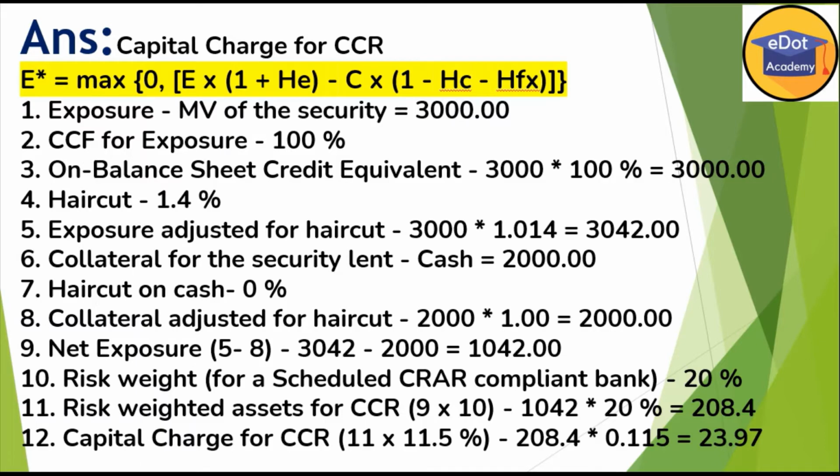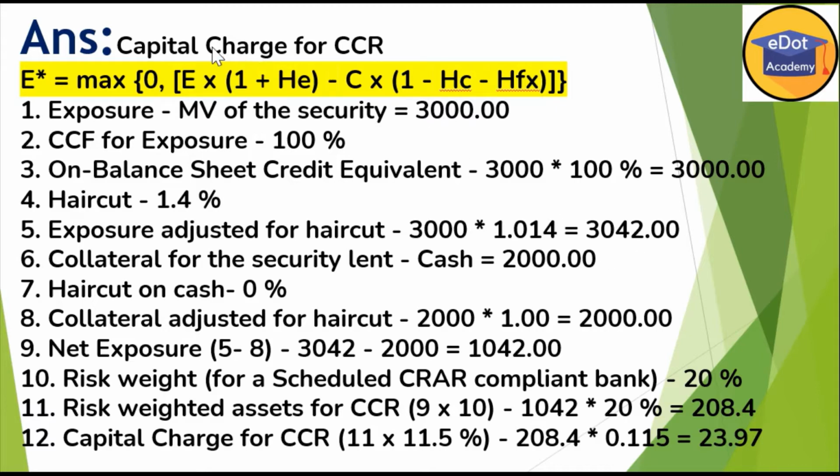CCF, means credit conversion factor for exposure is 100% because it's government security. So on balance sheet credit equivalent will be 100% of 3000. So we are getting 3000 here. Haircut they have given 1.4%. So that means we are going to calculate what is the exposure here. So E into 1 plus HE. So 1 plus HE means 1.4%. So we'll be getting 1.014, because 1.4% is 0.014 and plus 1, so 1.014. And into 3000, so we are getting 3042.